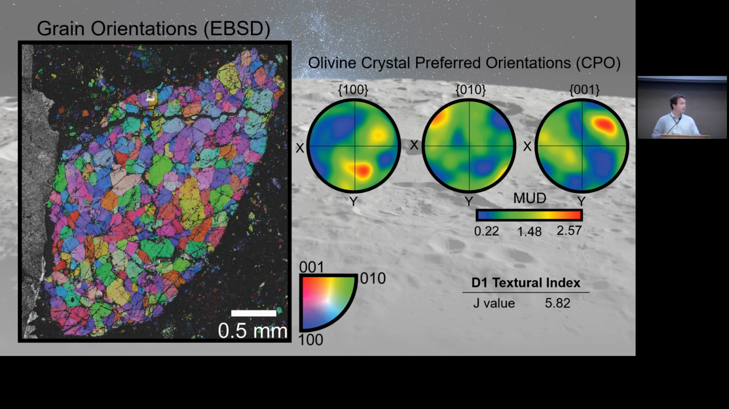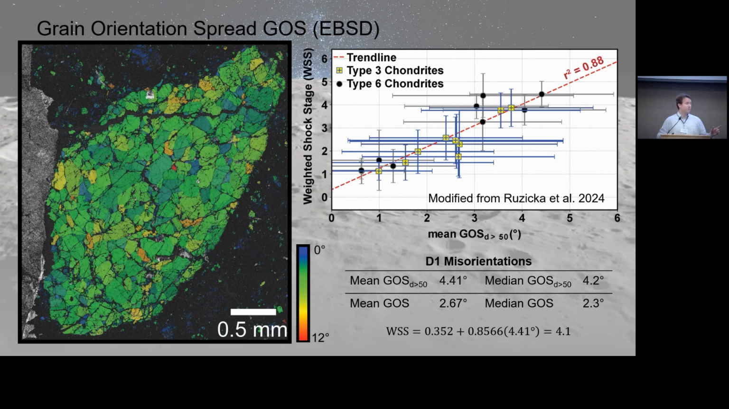First, using an EBSD parameter called grain orientation spread, or GOS. GOS is a measure of the mean misorientation between uncorrelated points within a single grain and has been accepted as a pretty good proxy for the general deformation within a single grain. Additionally, the mean GOS for grains larger than 50 microns has been shown to correlate well to the weighted shock stage in experimentally shocked olivine.